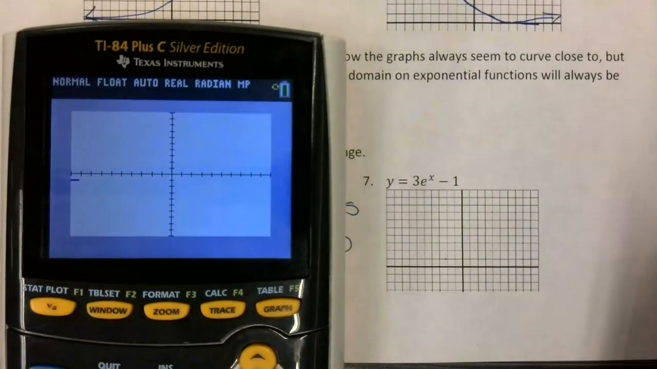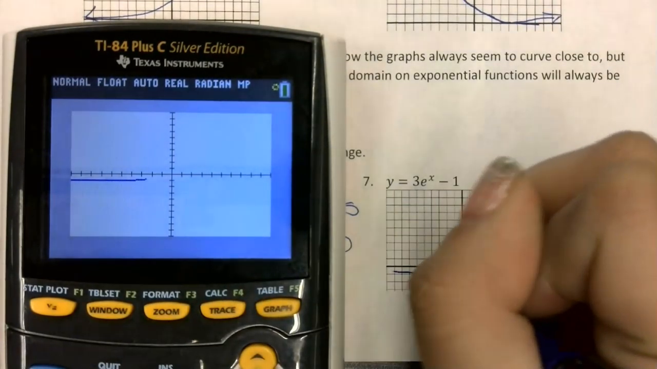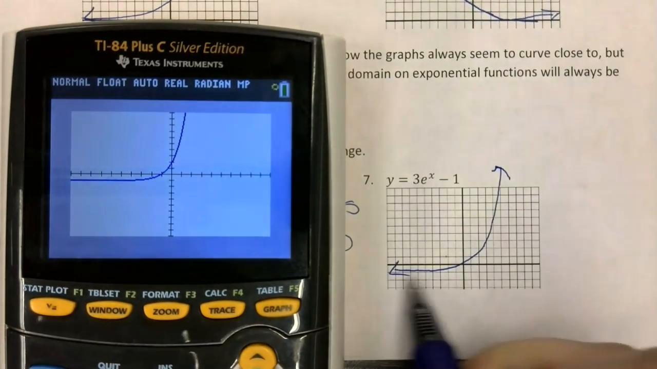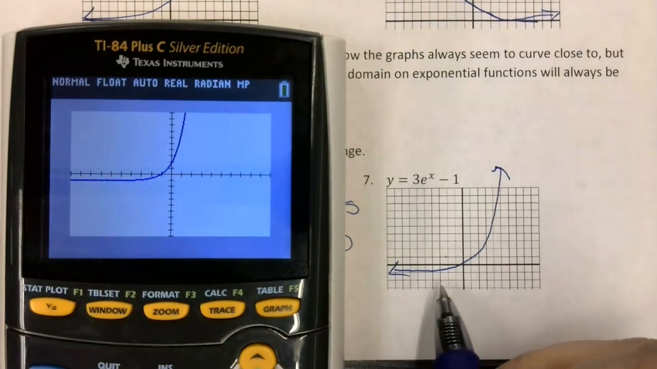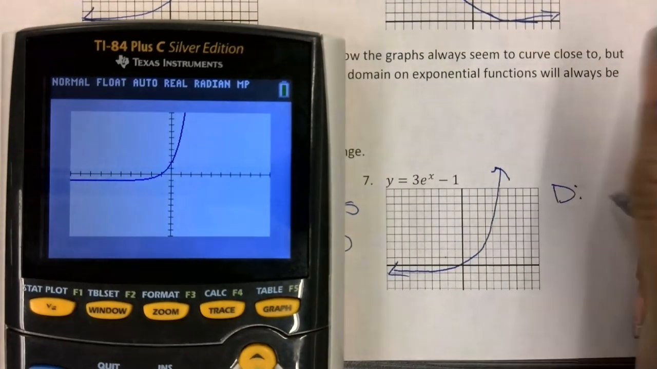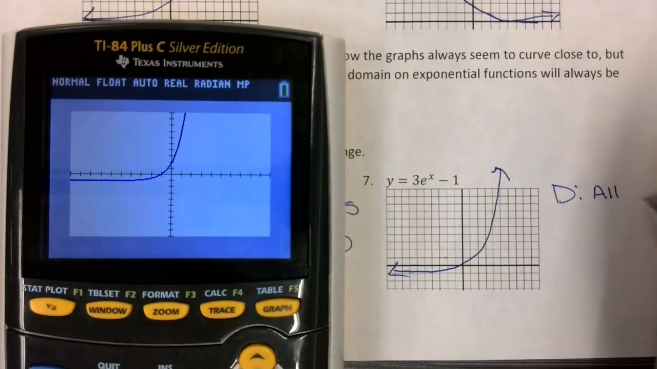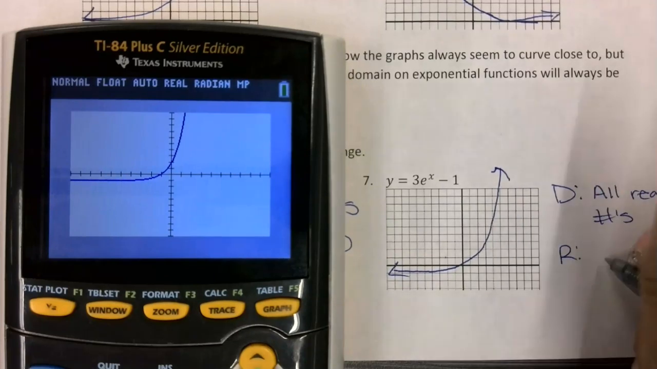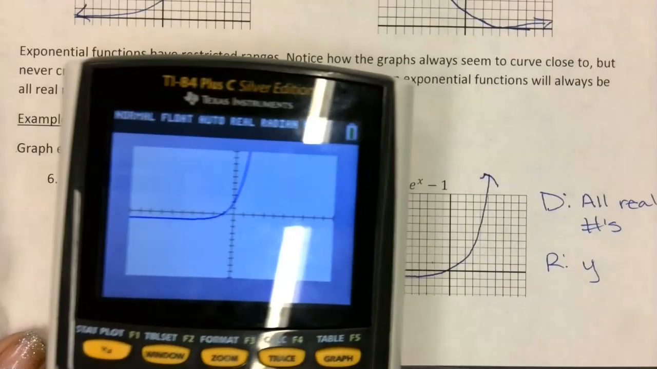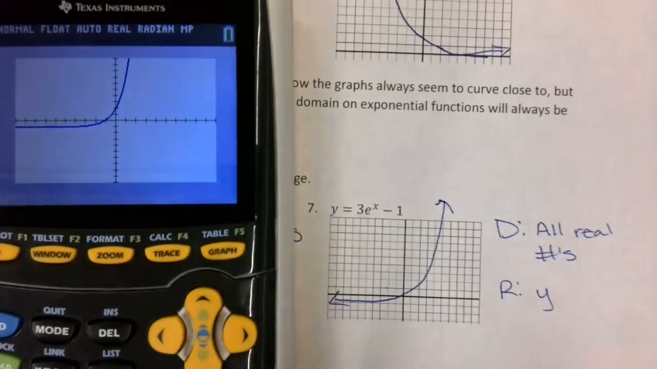Then I go and graph this one. So what do you think this line that this one's getting close to is? 1? Negative 1. So my domain is still all real numbers. And range for exponential, y is, that's off the screen. Why didn't anyone tell me? So y is greater than negative 1.